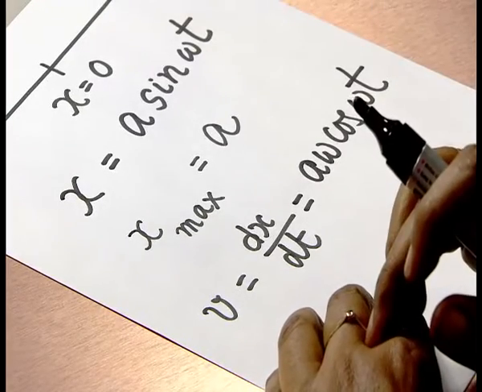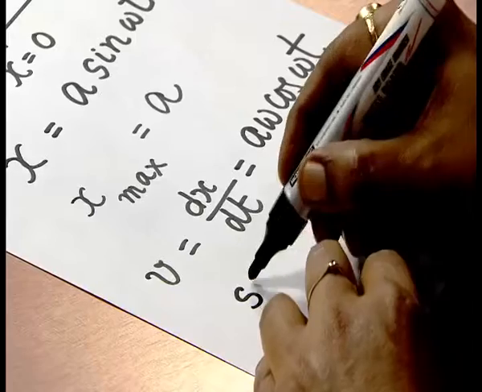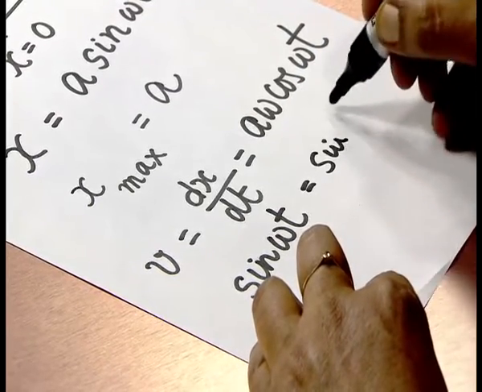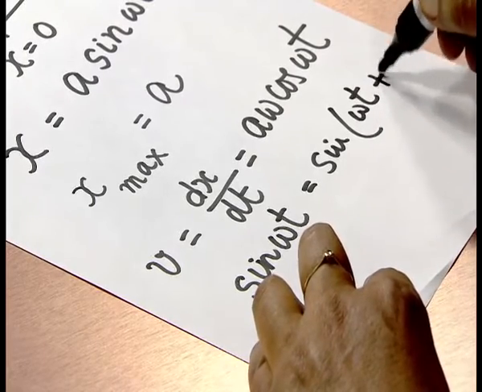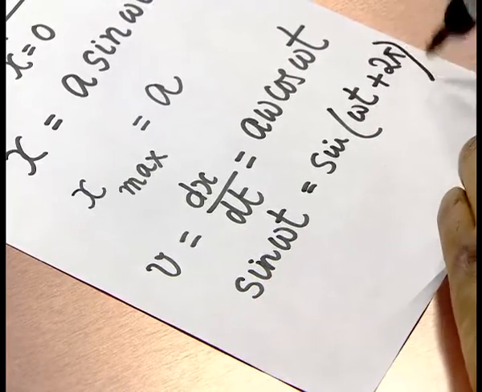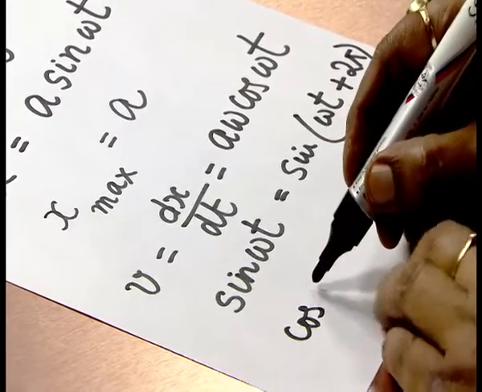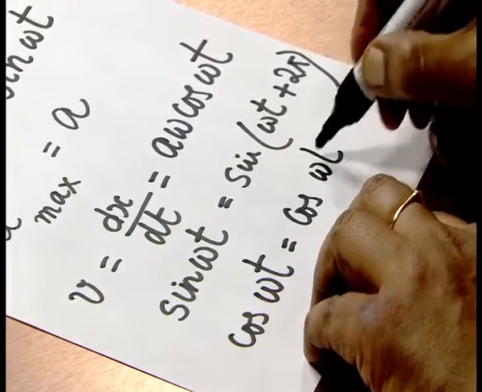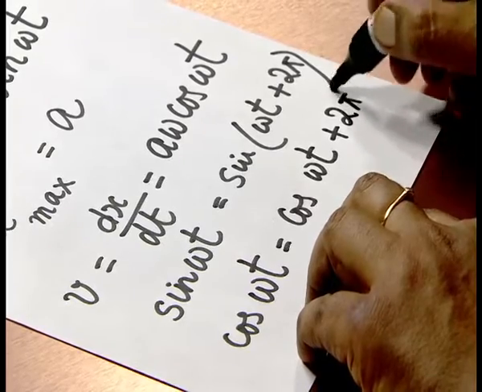Now, the periodicity of both these functions is twice pi, as I explained a little while earlier. x has to be periodically repeated, v, the velocity, also has to be repeated with the same period, and that happens after omega t is equal to twice pi. What I mean to say is that sin omega t is equal to sin of omega t plus twice pi, cosine omega t is equal to cosine of omega t plus twice pi.